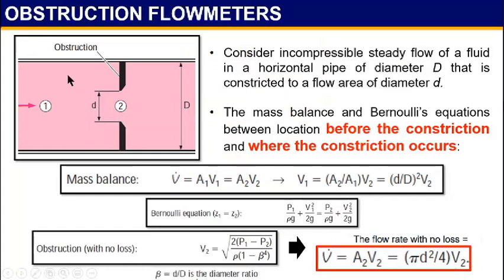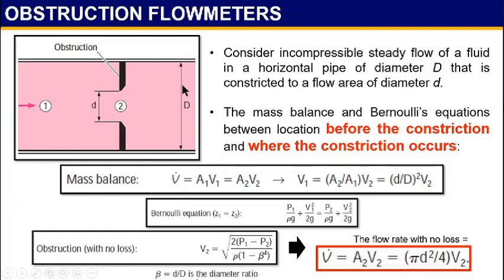Let's move on to the second device to determine the volume flow rate. Please take note that currently we are talking about incompressible steady flow, so we will be using equations of incompressible steady flow. The second device to determine the volume flow rate is called obstruction flow meters. I will now explain the concept of obstruction flow meters. There are several types of obstruction flow meters which we will learn after this.